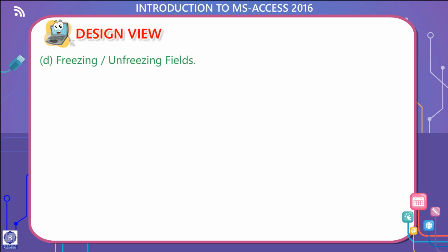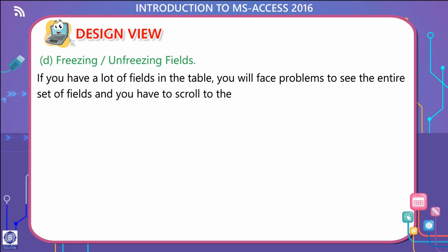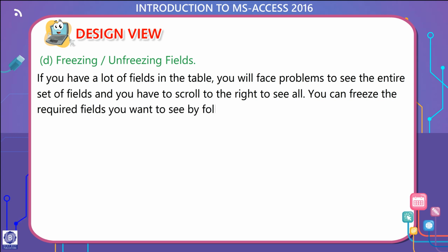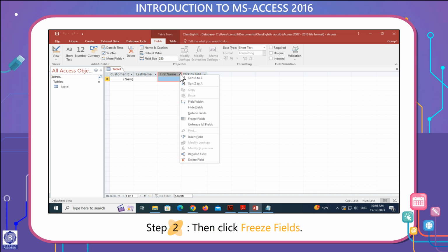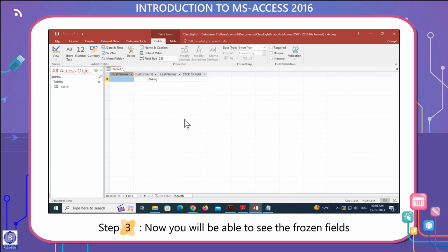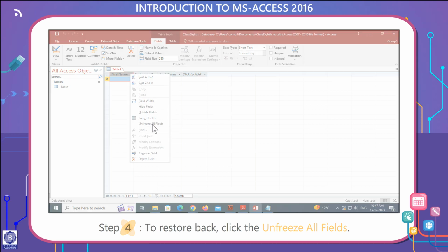Freezing or unfreezing fields. If you have a lot of fields in the table, you will face problems seeing the entire set of fields and you have to scroll to the right to see all. You can freeze the required fields you want to see by following these steps. Step 1. To freeze the fields, click the column header. Step 2. Then click Freeze Fields. Step 3. Now you will be able to see the frozen fields on the left side of your screen. Step 4. To restore back, click Unfreeze All Fields.